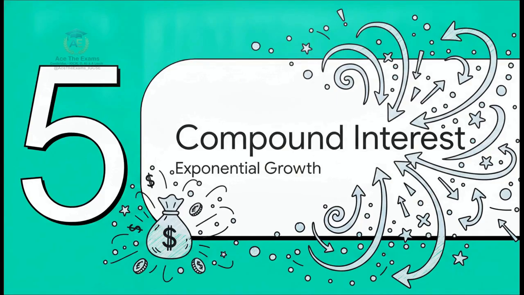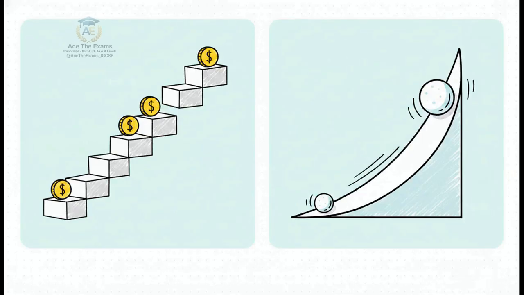This is where the stakes are the highest and where the grade boundaries are decided. Let's compare these two beasts directly. We just conquered simple interest. It's linear, it's flat. It only ever calculates interest on your original principal. But compound interest, that is pure explosive exponential growth.